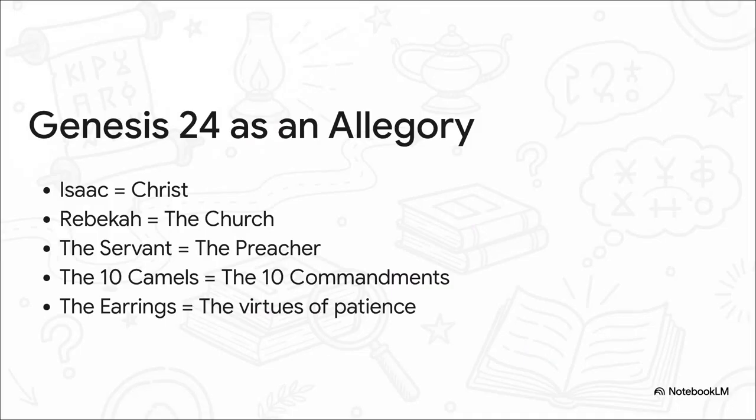So, how does this actually work with our story? Well, it gets pretty wild. Isaac, he becomes a symbol for Christ. His bride, Rebecca, well, she represents the church. The servant who goes to find her, he's the preacher. And the 10 camels, you guessed it, they symbolize the 10 commandments. I mean, it gets really creative. Even the earrings are interpreted as a symbol for patience.